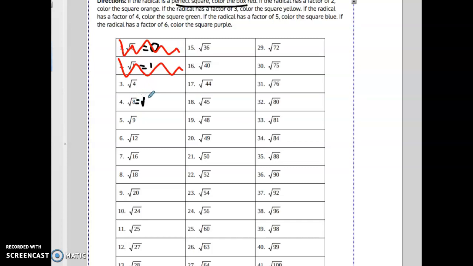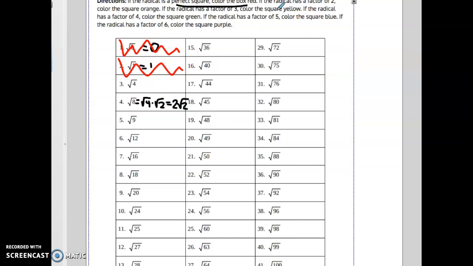So I can break this down though. I know that 4 is a perfect square. And the square root of 4 times the square root of 2 is the square root of 8. So the square root of 4 is 2. And I can't do anything with this root 2. So it's 2 times the square root of 2.